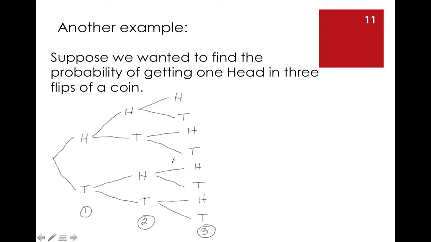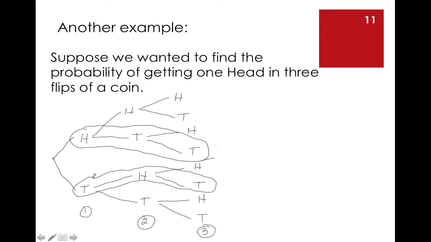All right, so if we take a look at the ones that had just one head in them, if we start tracing along the branches, we got one right here, so like this one right here. All right, that's one possibility. Here's another one. And here's yet a third one. So if we wanted to figure out the probability of just getting one head in 3 flips of a coin, 3 out of the 8 will yield that. All right, so our answer should be 3/8.